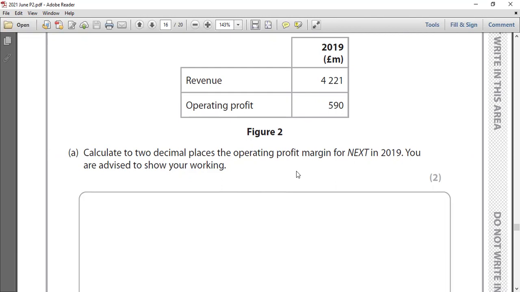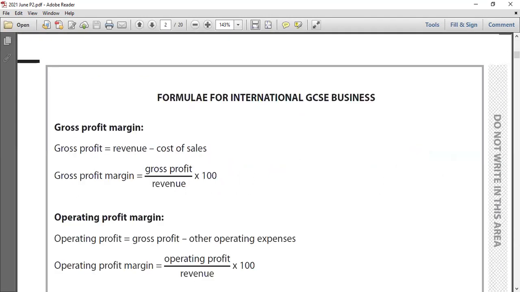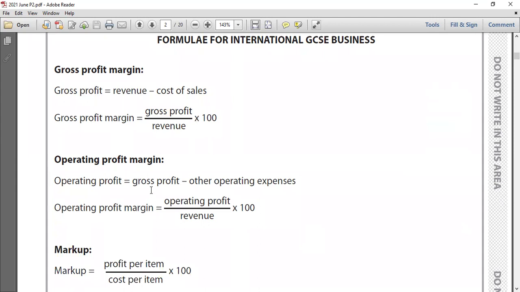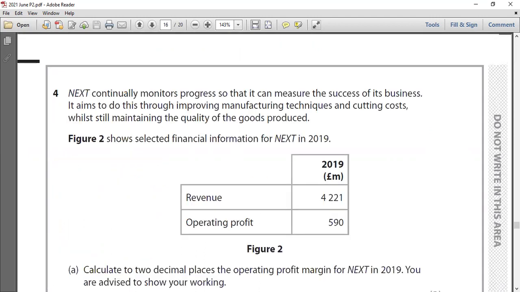Operating profit margin is normally operating profit over revenue times 100. That's usually what you are doing in the financial management section. But you don't need to memorize this formula. Why? We have given a formula sheet at the beginning of the paper. You can see gross profit margin and operating profit margin, how to calculate operating profit and operating profit margin. So we use this formula given in the formula sheet, right? Operating profit margin equals operating profit over revenue times 100, right? So you have to apply this formula and substitute the values.